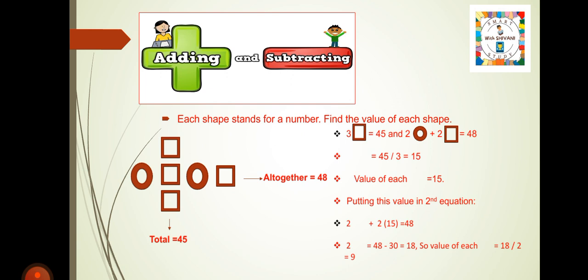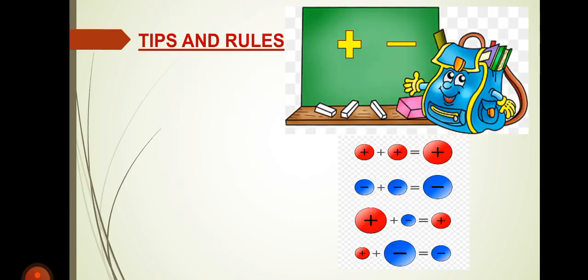Now putting it into mathematical equations, we get 3 squares equal to 45 and 2 circles plus 2 squares is 48. So the value of 1 square is 45 divided by 3, which is 15. So each square has the value of 15. Now putting the value of 15 in the second equation, that is 2 circles plus 2 squares, where the square value is 15, we get 48. So 15 times 2 is 30 and 48 minus 30 is 18. So 2 circles give us the value of 18. So the value of 1 circle is 18 divided by 2, which is 9.